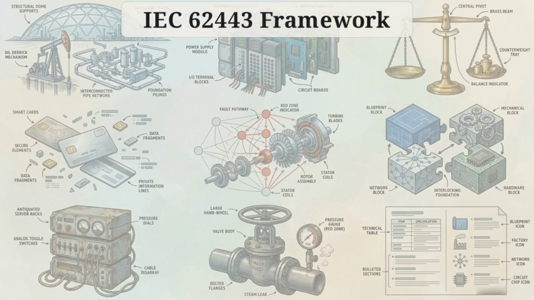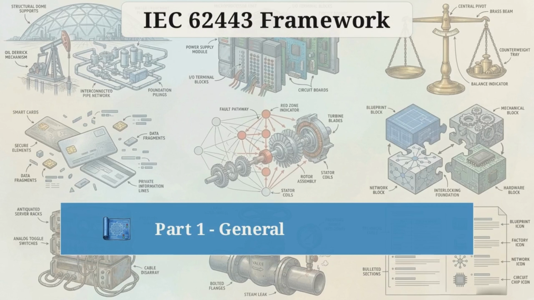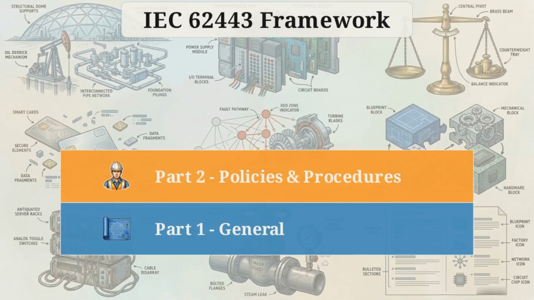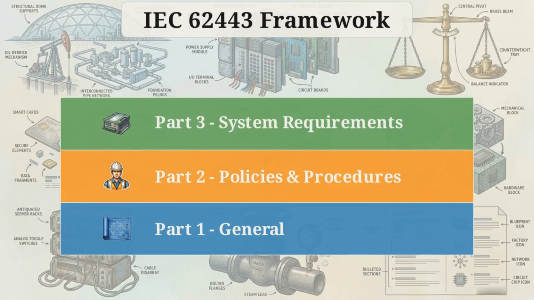This diagram shows the structure of IEC 62443, divided into 4 interconnected parts. Part 1 acts as the dictionary. It establishes the foundational concepts, terminology, and baseline security models needed to understand the rest of the framework. Part 2 is the policy layer, written for the facility manager, outlining requirements for risk assessment and incident response.